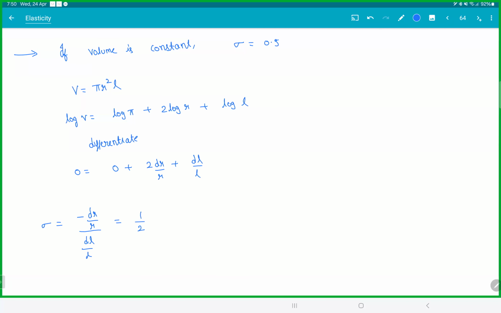But in real life, whenever you apply force, the volume is never constant. In an ideal case, it is constant. So that is the reason sigma can't be 0.5, but theoretically, yes, it can be. That is the meaning of sigma 0.5. That is the reason you can't have more than 0.5. And in the same way, the negative values indicate that L and R both increase or decrease at the same time, which is not possible.